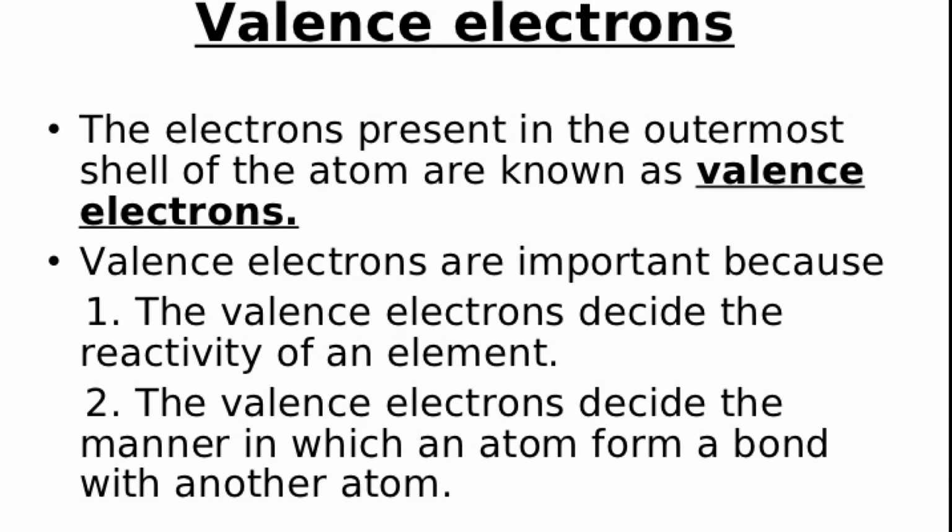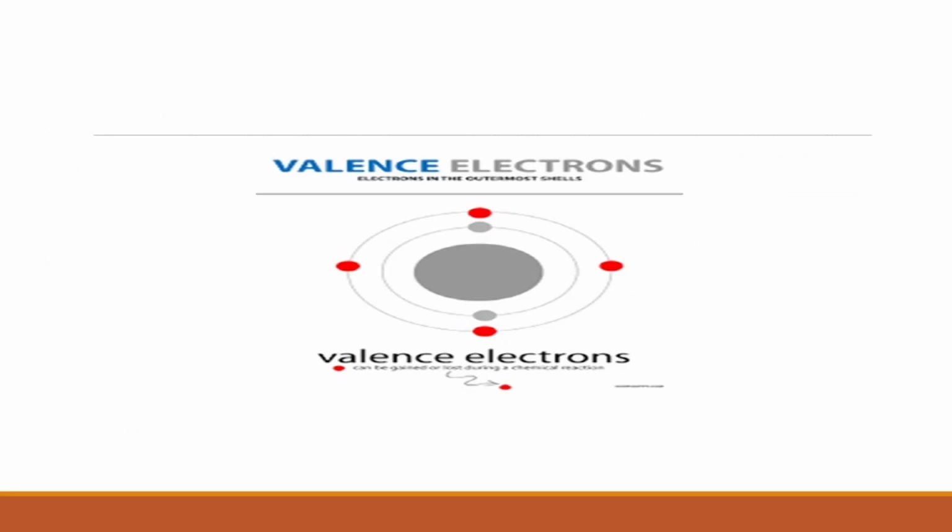Now let's see what is valence shell or valence electron or valency. The outermost shell, the last shell of an atom, is known as the valence shell. Then what is valence electron? The electrons present in the valence shell of an atom are called valence electrons. That is, the total number of electrons present in the outermost shell.